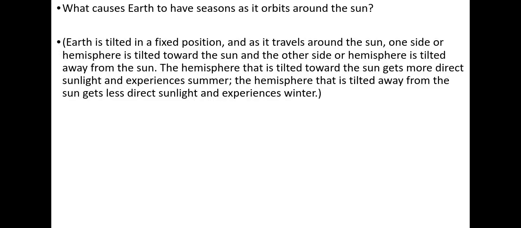Earth is tilted in a fixed position, and as it travels around the sun, one side or hemisphere is tilted towards the sun, and the other side or hemisphere is tilted away from the sun. The hemisphere that is tilted toward the sun gets more direct sunlight and experiences summer. The hemisphere that is tilted away from the sun gets less direct sunlight and experiences winter.